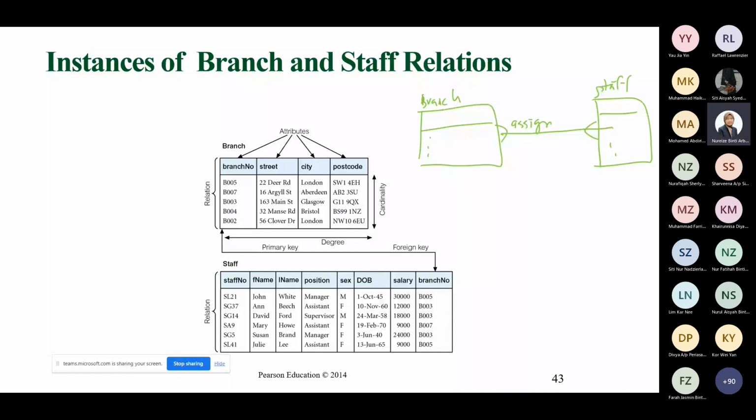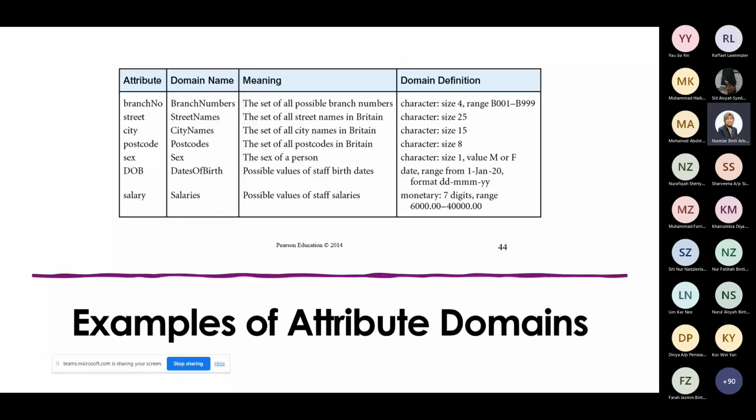This is an example of attribute domains. So the domain name attribute is branch number. The domain name is branch numbers, with the meaning and domain definition, so the range of values that can be included or inserted into a defined attribute.